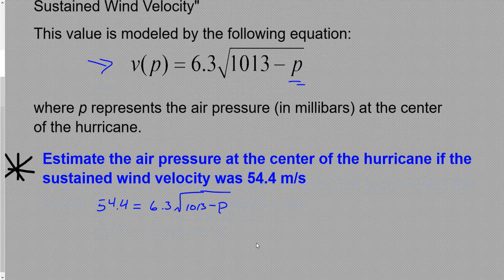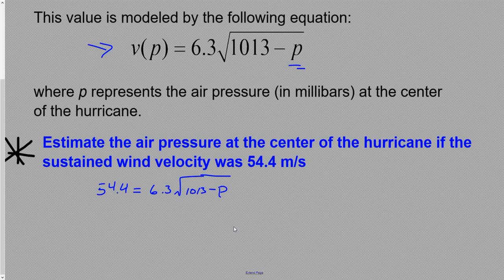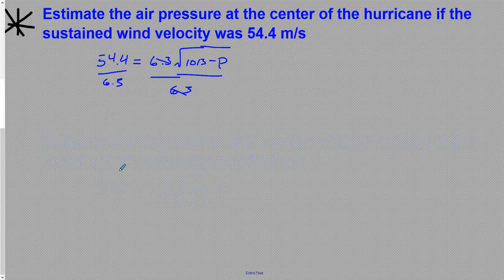this equation. And so you can imagine this might happen if a hurricane's coming through and they're able to measure the wind speed on the outside of the hurricane, but they may not know what the air pressure is, and this is how they would figure that out. So I'm going to take the 54.4 and divide it by 6.3. So we're dividing both sides by 6.3. On the right, 6.3 just cancels. On the left, we're going to have 8.63, keep it to the nearest hundredth, is equal to the square root of 1013 minus p.